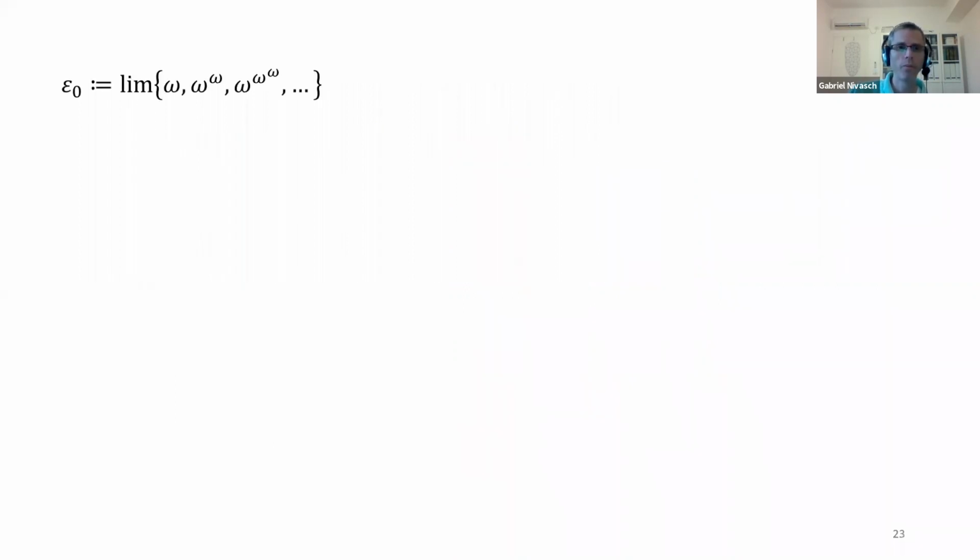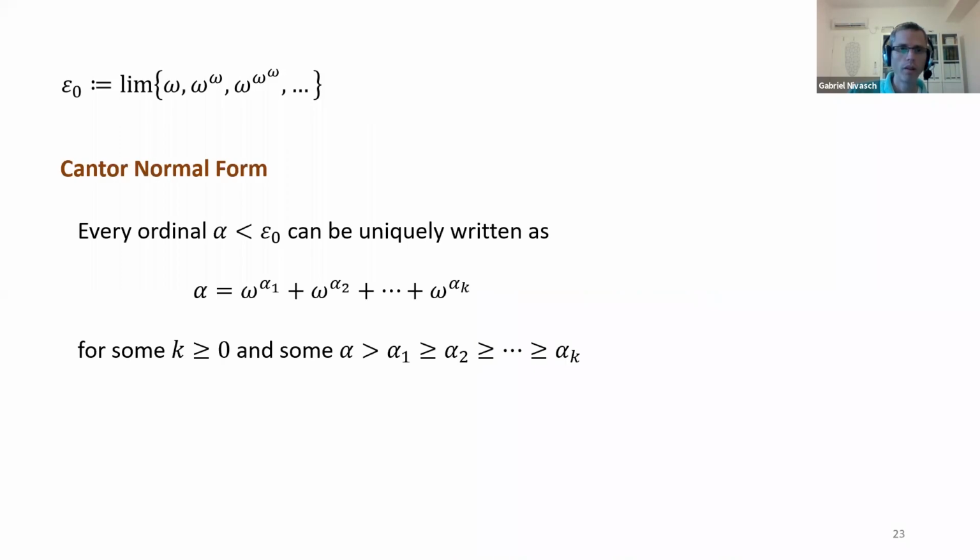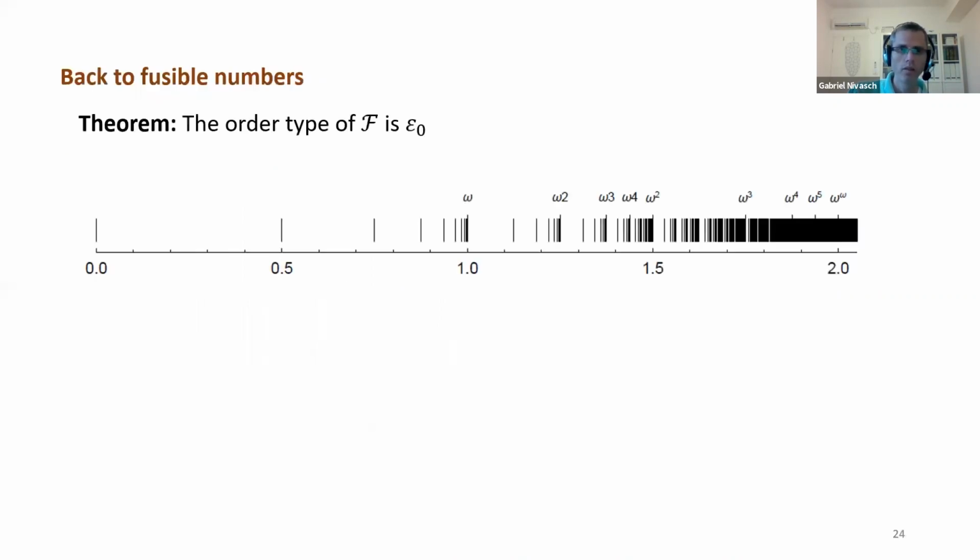And there's epsilon zero, which is this limit ordinal. Each ordinal less than epsilon zero can be uniquely written as a sum of exponents of omegas, like this, for example. Now we're going to prove that the order type of the fusible numbers is epsilon zero.